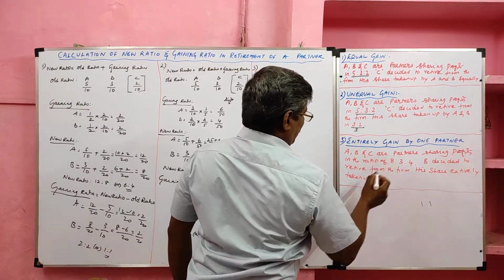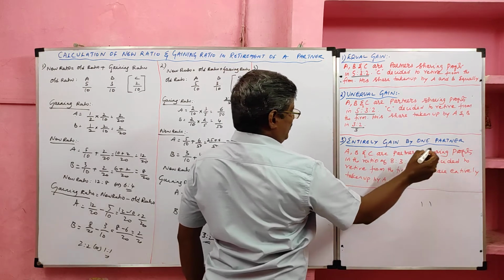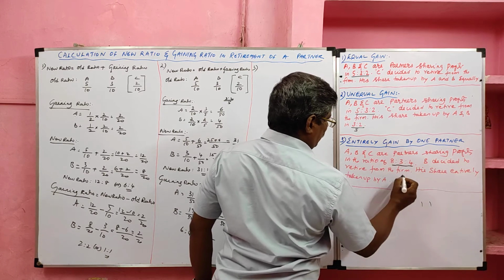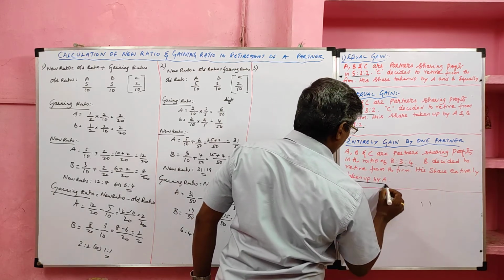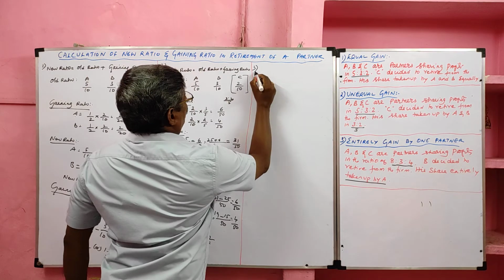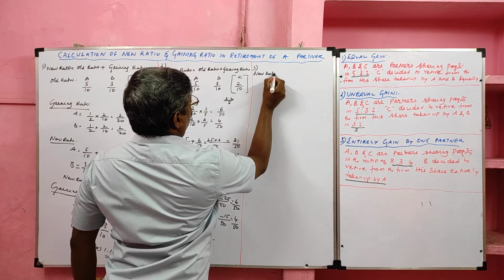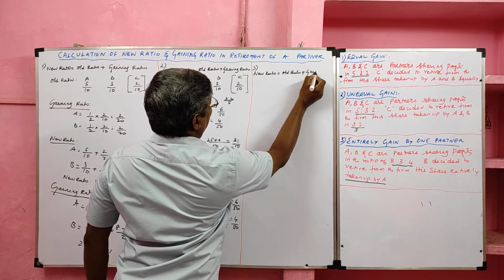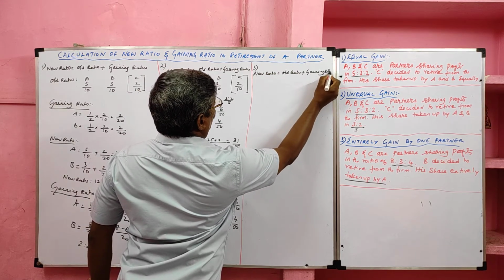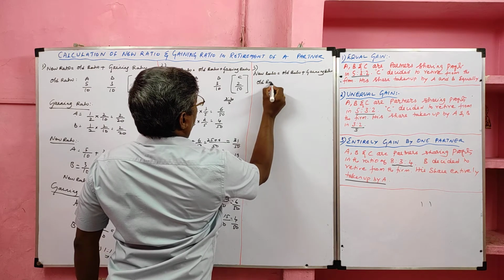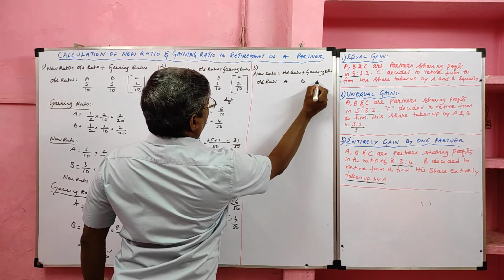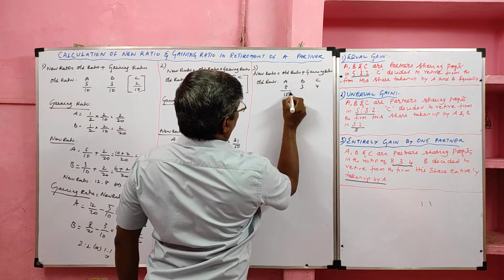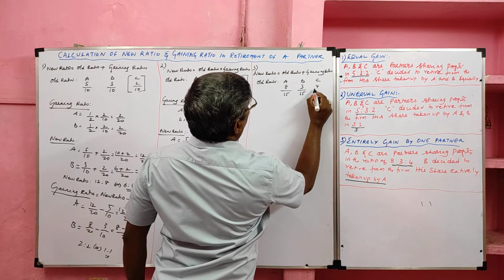Entire gain by one partner. A, B and C are partners sharing profits in the ratio of 8:3:4. B decided to retire from the firm. His share is entirely taken up by A. Formula same. New ratio equals old ratio plus gaining ratio. Old ratio is given in the question. A, B, C, 8:3:4. So 8 by 15, 3 by 15, 4 by 15.